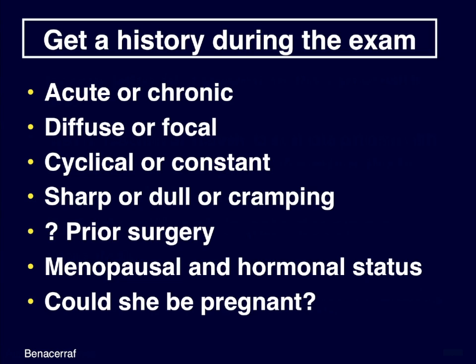So first of all, you want to get a history from the patient. You want to know if the pain is acute or chronic, whether it's diffuse or focal. You want to know when it's happening, whether it's cyclical, sharp or dull. You need to know whether the patient has had surgery before, the menopausal status and hormonal status of the ovary, and of course, you need to know whether she's pregnant.